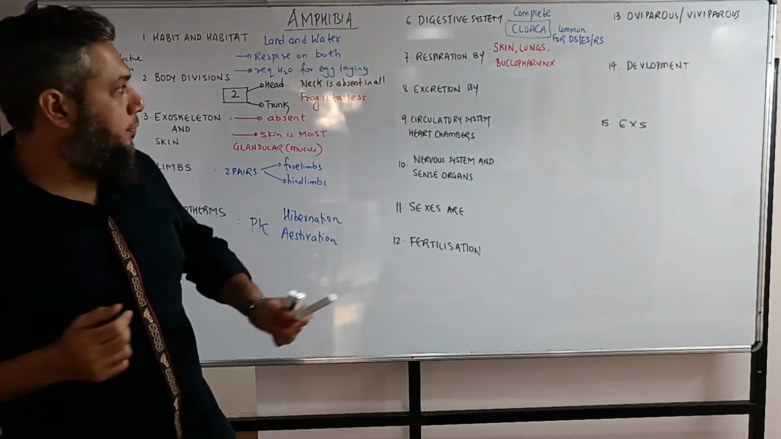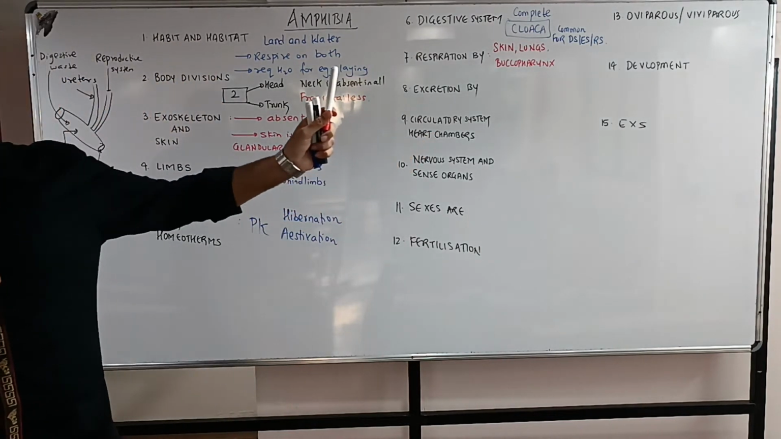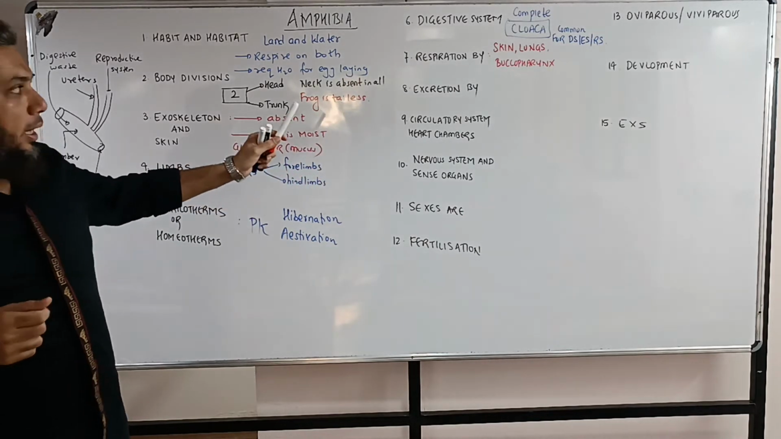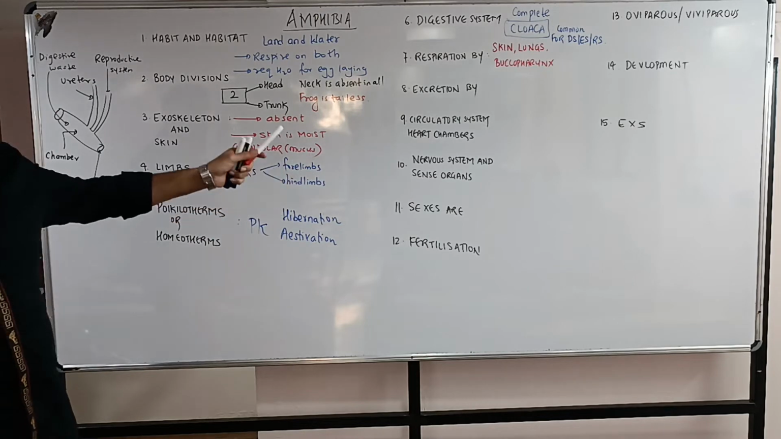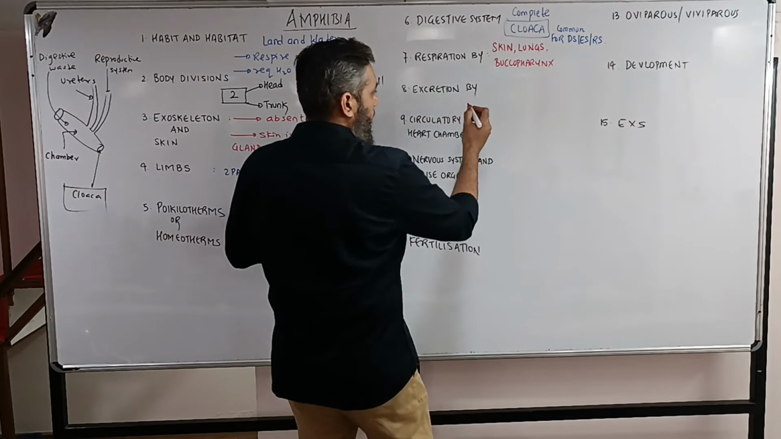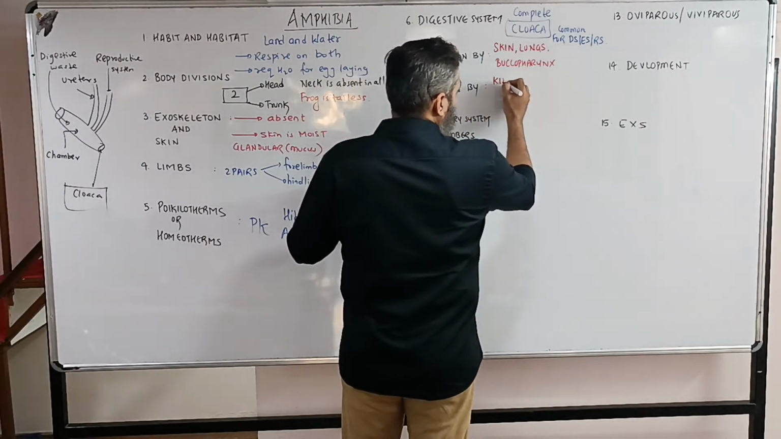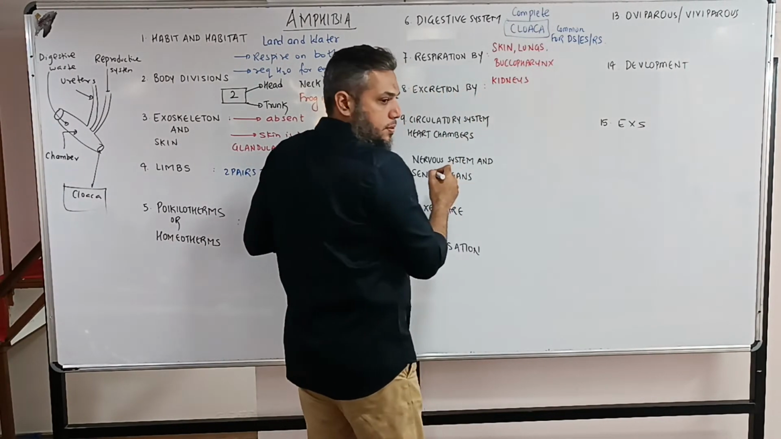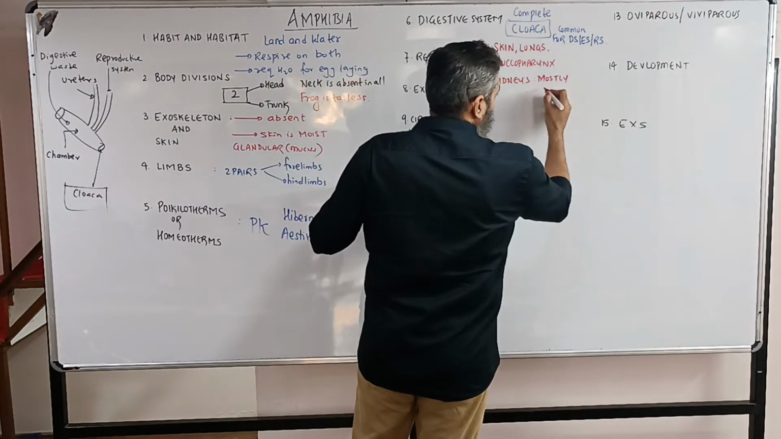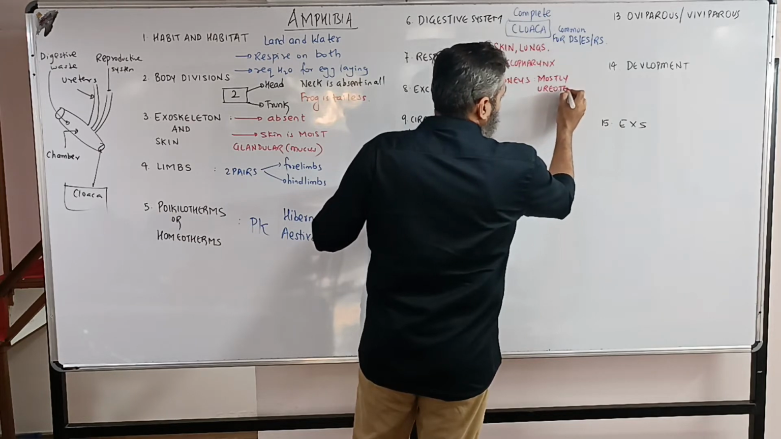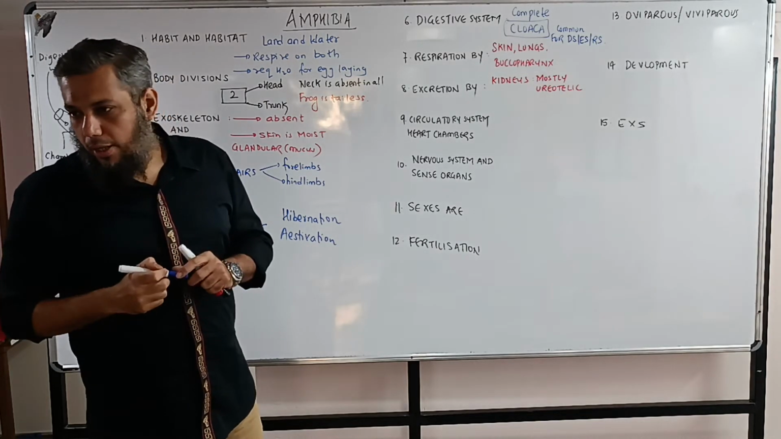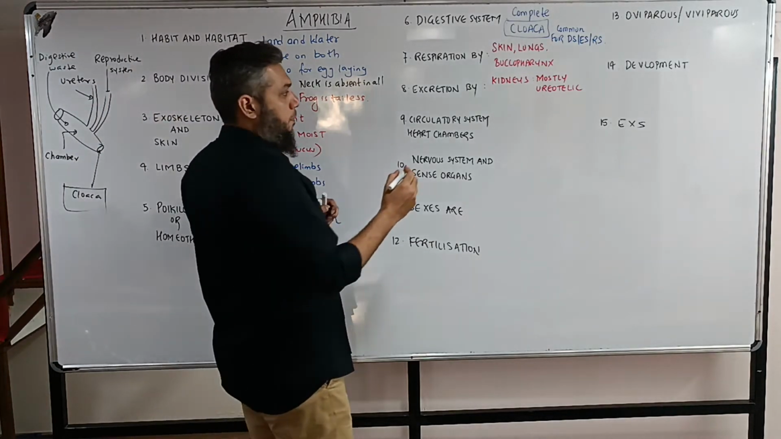Skin mainly works both on land as well as in water. Lungs mainly on land. Okay? Excretory system. The excretion is done by the kidneys. They are mostly ureotelic. What does that mean? They remove urea as their excretory waste.